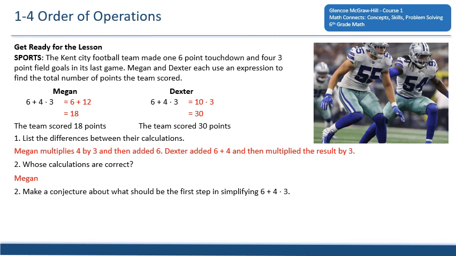Make a conjecture about what should be the first step in simplifying 6 plus 4 times 3. Multiply 4 times 3. And we know why in mathematics because of PEMDAS, right? So parentheses first, exponent second, multiplication and division third, and then addition and subtraction last.